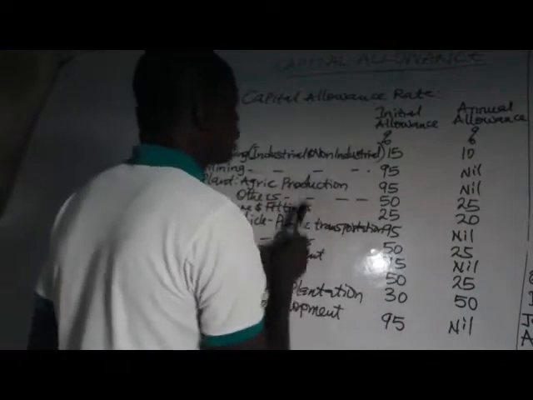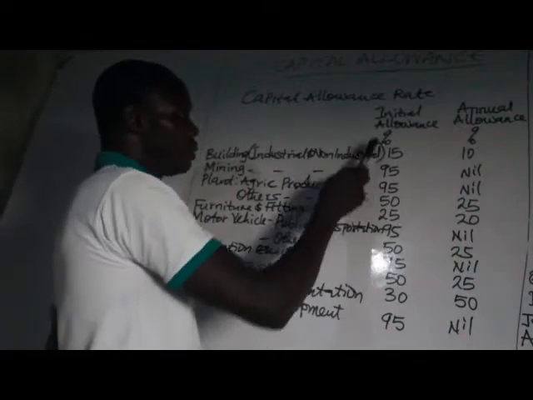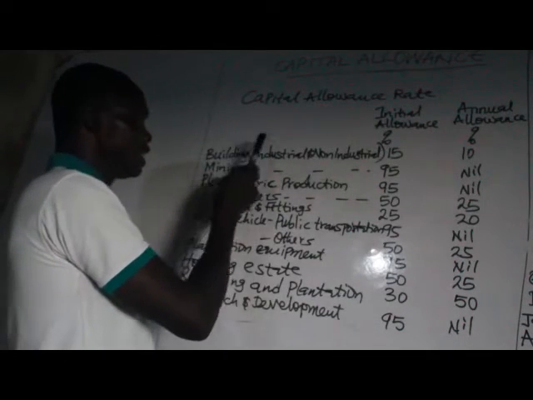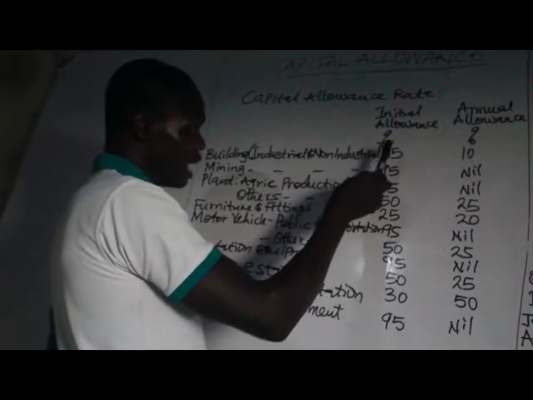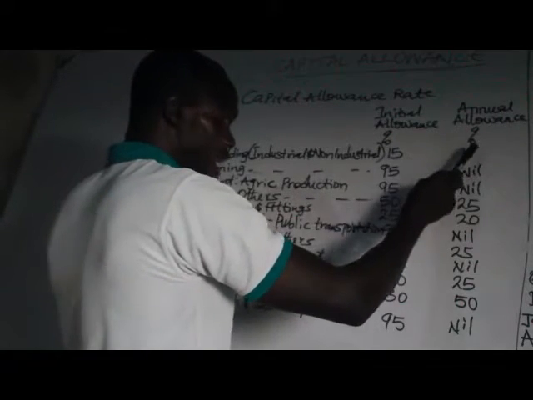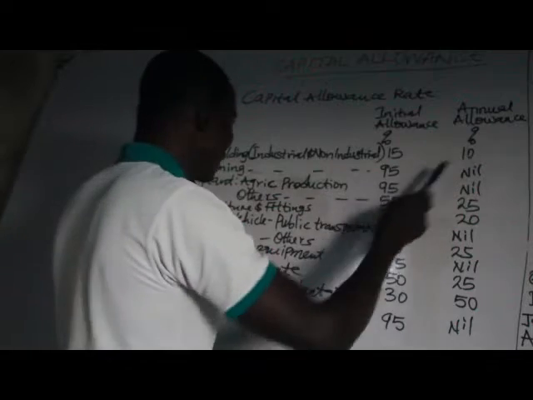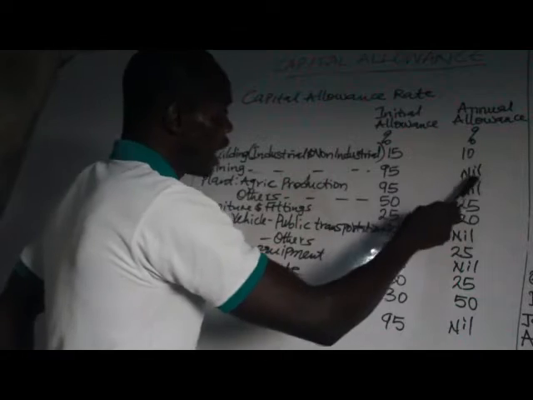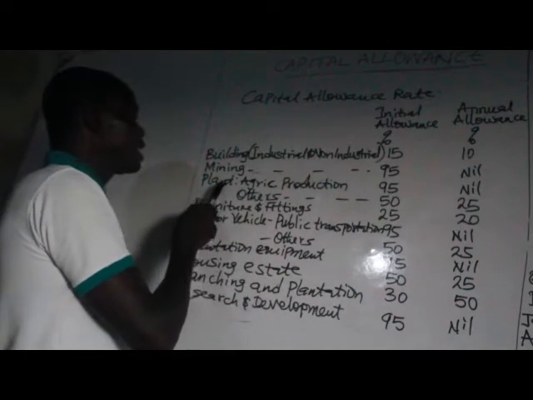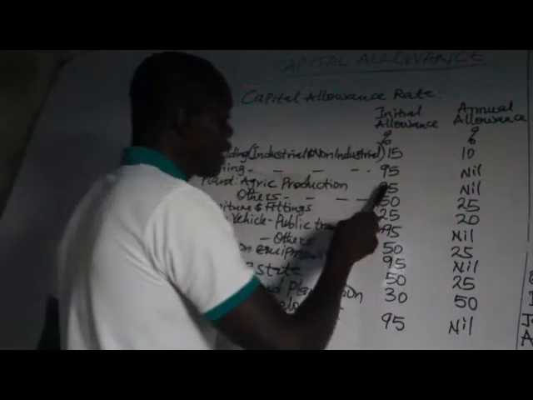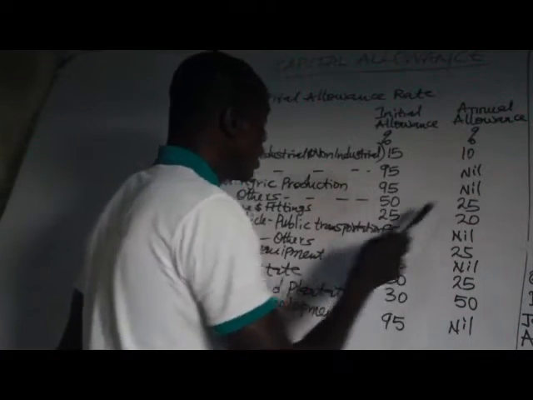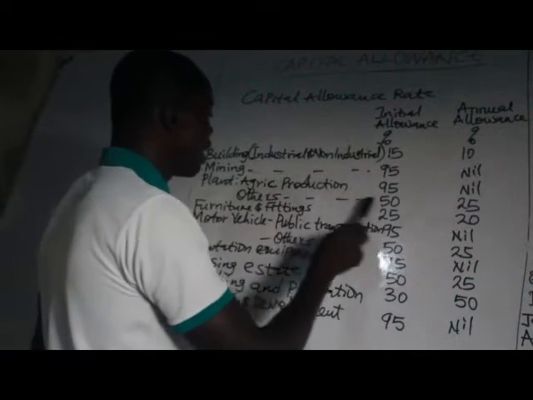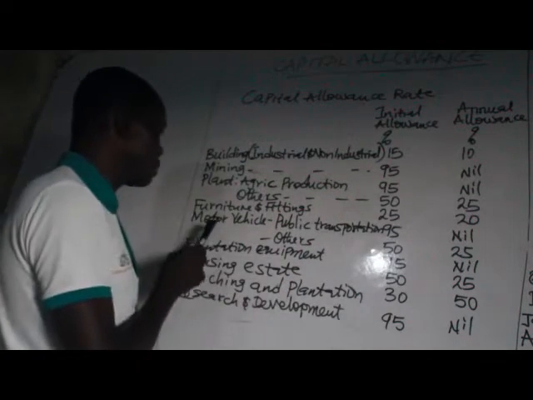Capital allowance rates. Initial allowance in percentage, annual allowance in percent. We have building, industrial and non-industrial building: 15% and 10% for initial allowance and annual allowance respectively. We have mining: initial allowance 95%, annual allowance is nil. Plant, that is agricultural production: initial allowance is 95%, annual allowance is nil. Other plants: initial allowance 50% and annual allowance 25%.